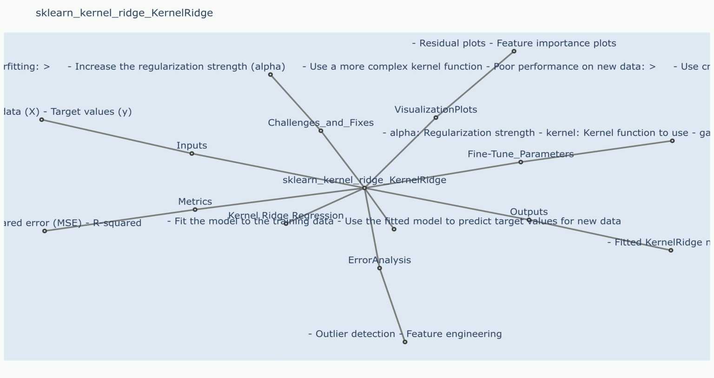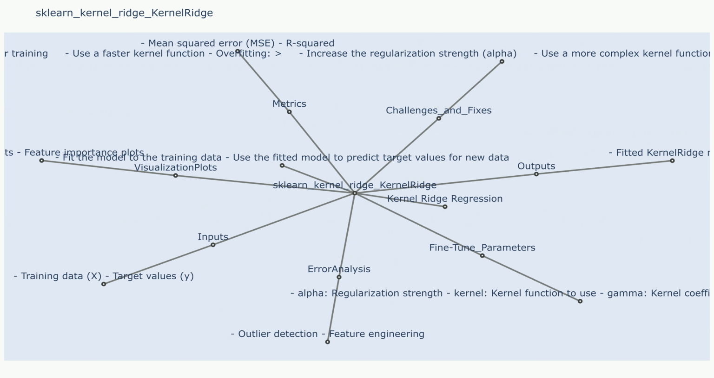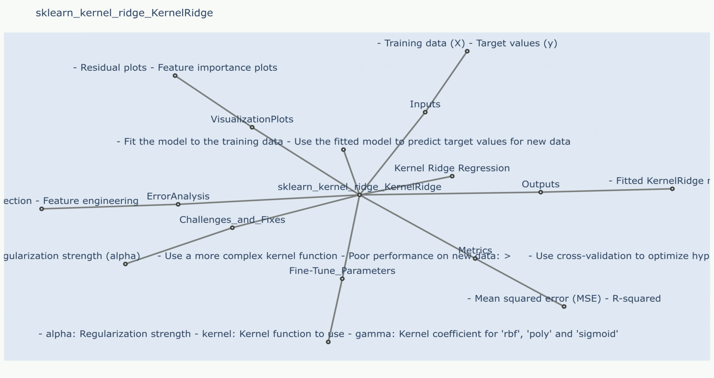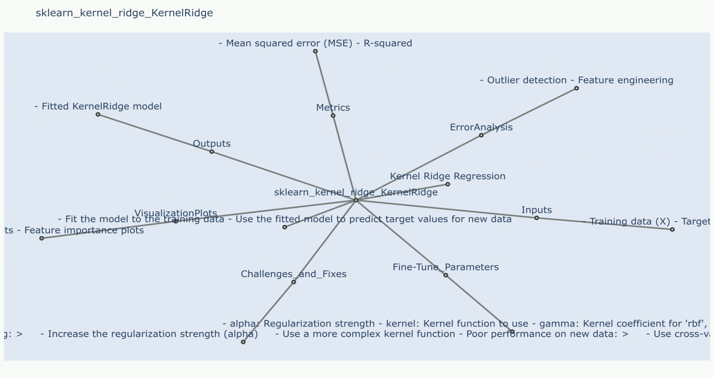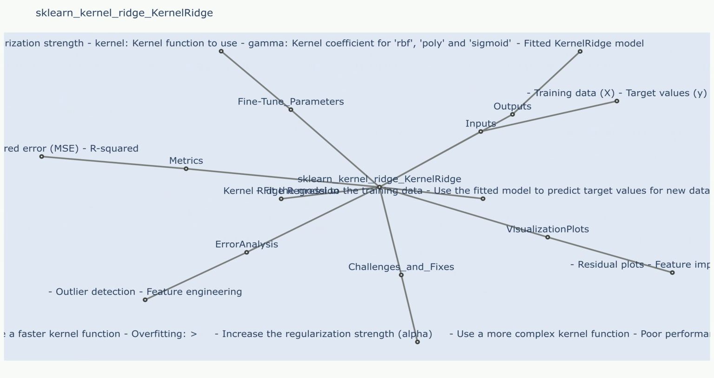sklearn kernel ridge. Description: Kernel ridge regression is a non-parametric method for regression that uses a kernel function to estimate the relationship between input features and target values. It is a powerful technique that can be used to model complex relationships between variables, even when the data is nonlinear.